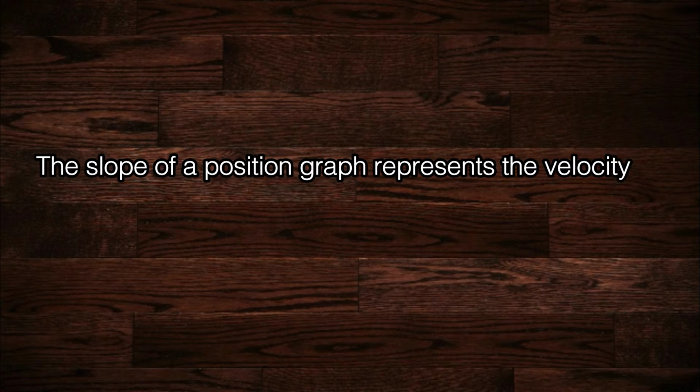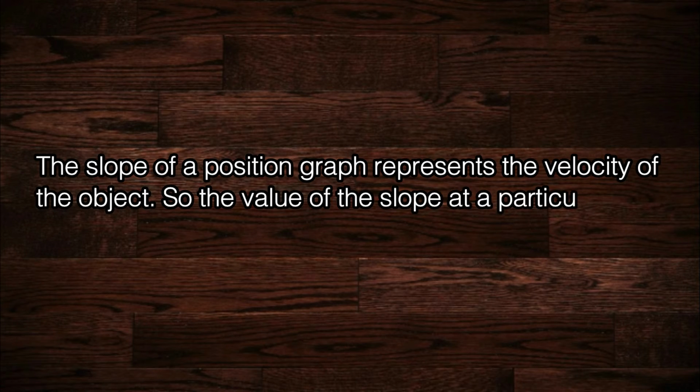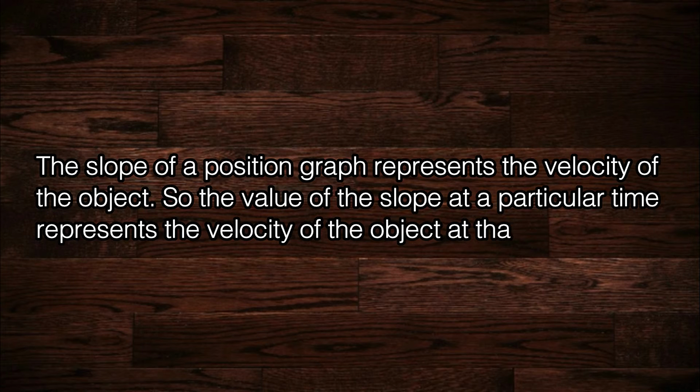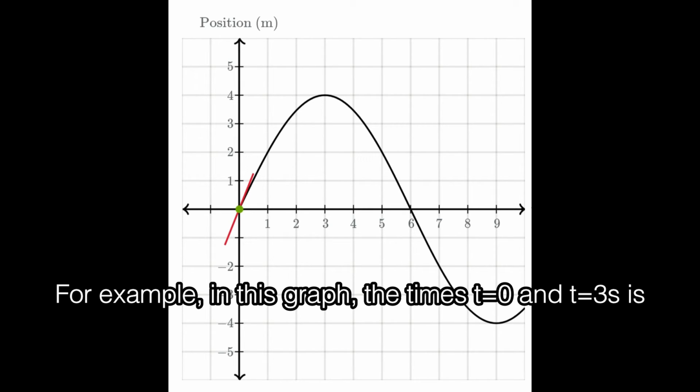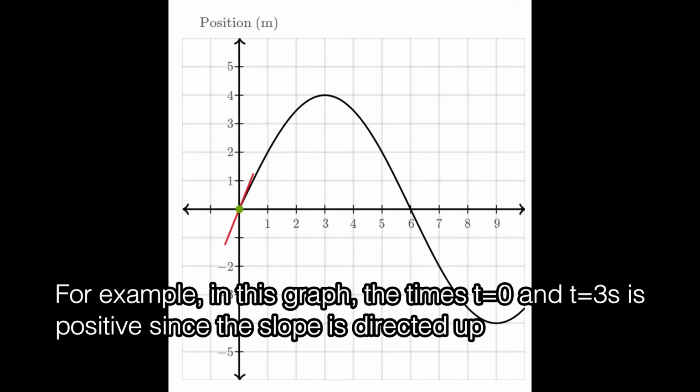The slope of a position graph represents the velocity of an object. So the value of the slope at a particular time represents the velocity of the object at that instant. For example, in this graph, the velocity at times t equals 0 and t equals 3 seconds is positive since the slope is directed upward.